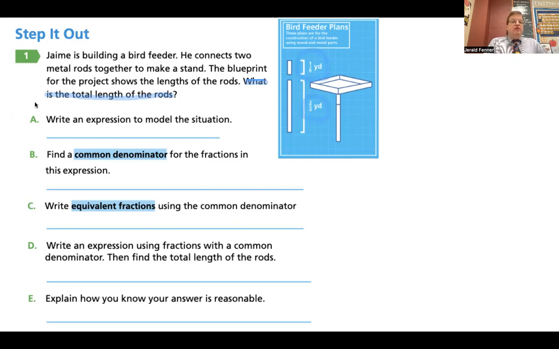Okay, so just simply writing the expression, you just write what the fractions are. 1/6, and it says what is the total length. So we're going to be looking at addition, plus 2/3.